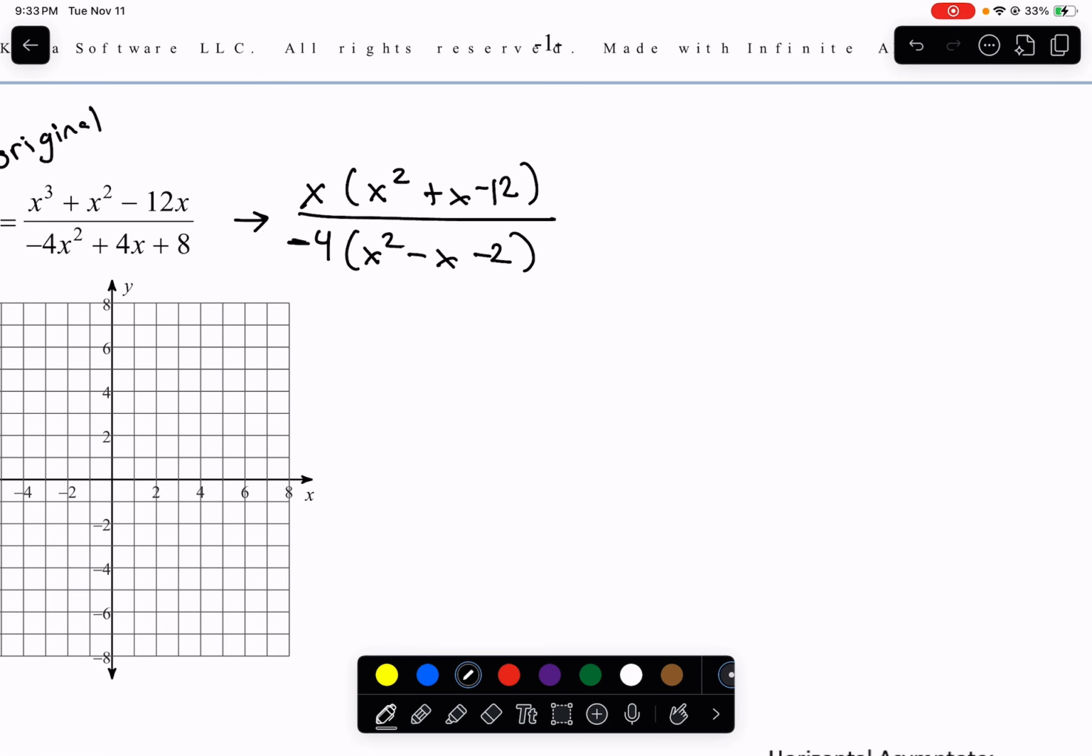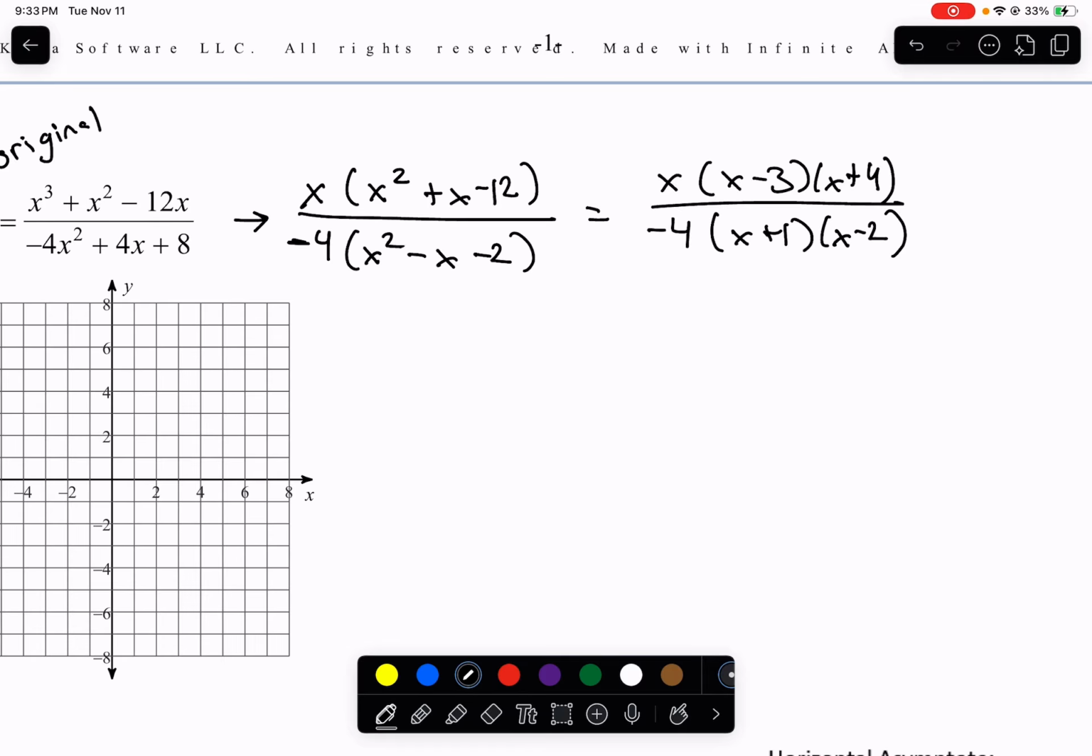So then I can go ahead and factor this further. So I have x times x minus 3, x plus 4 on top. And then I've got a negative 4, an x plus 1, and an x minus 2 in the denominator. All right. Does that seem right? Are there seriously no holes in this one?